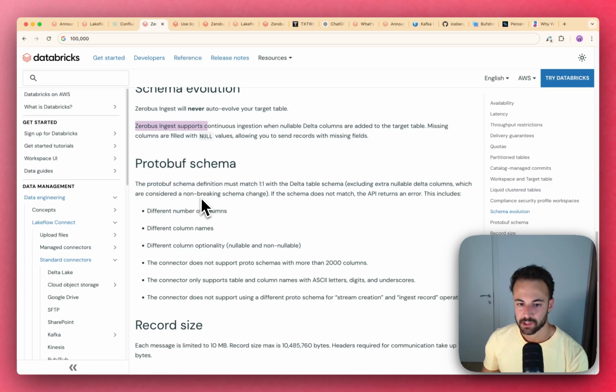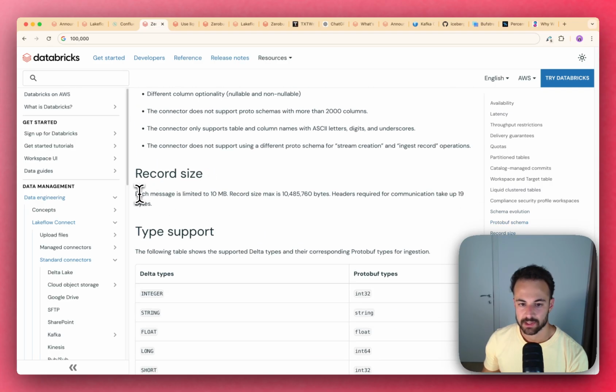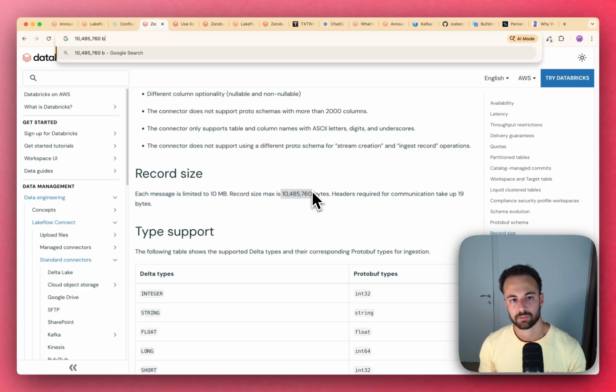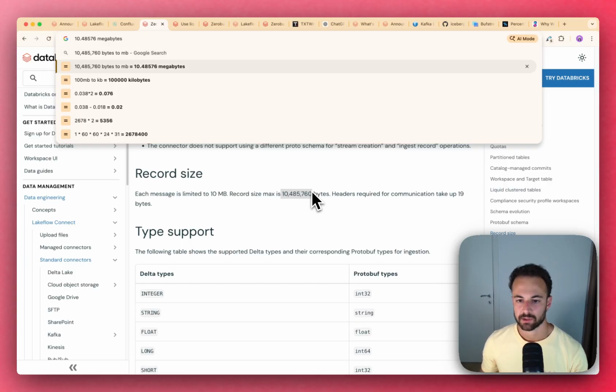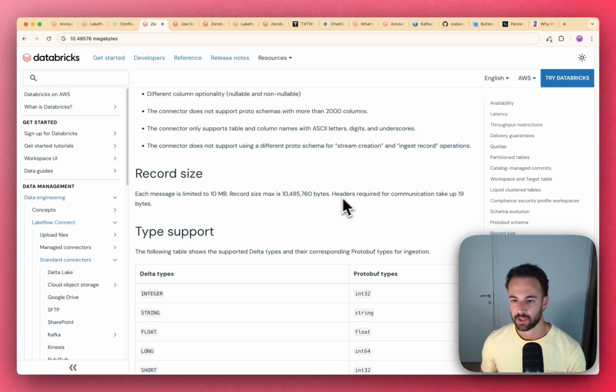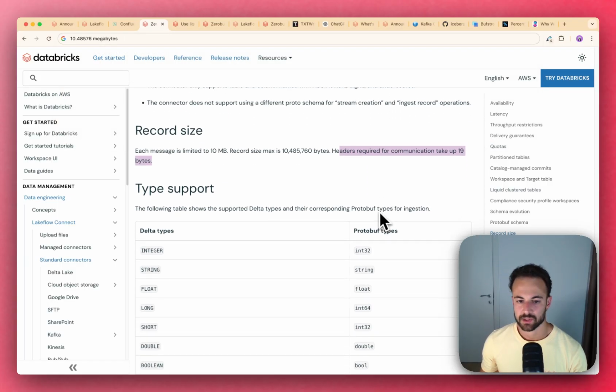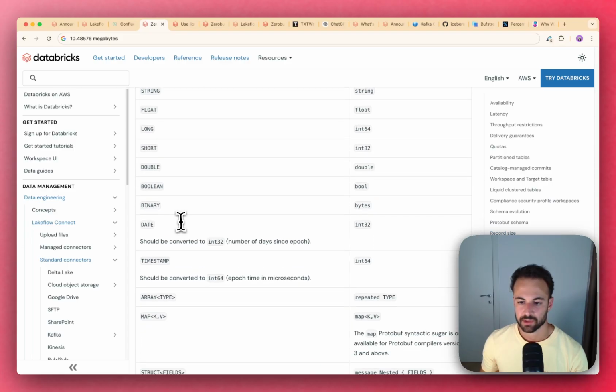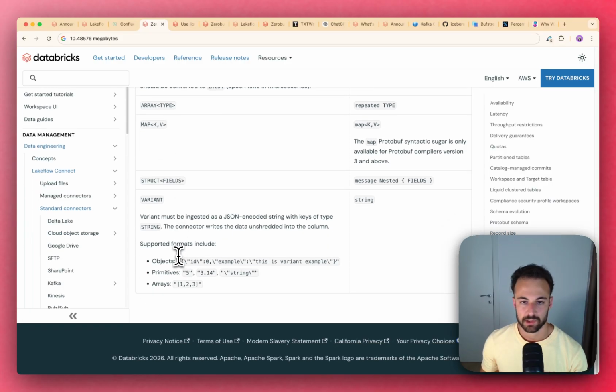Supportable schema. As a record size limit, each message can be up to 10 megabytes. A record can also... This is 10 megabytes, right? Yeah, record size max is 10 megabytes. Headers take just 19, yada yada. Here you have all those types that are supported. I won't go through these.